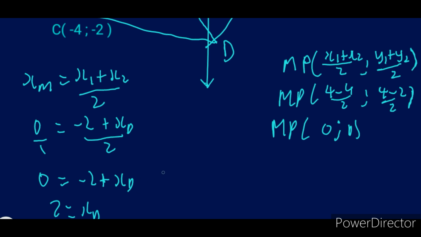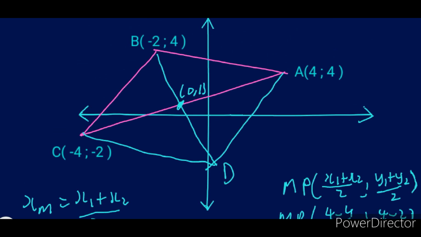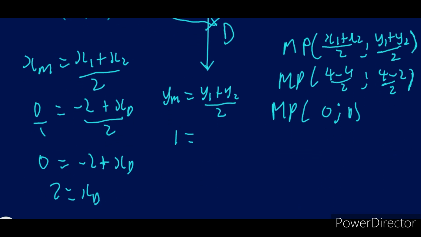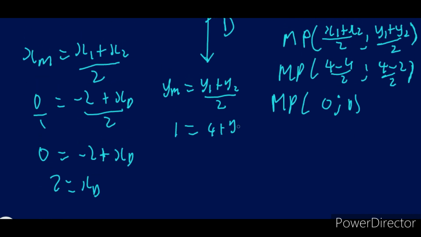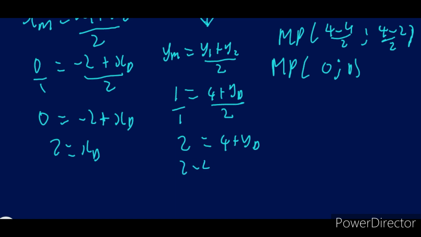So now we need to find the y value. So we write it separately. This is going to be the first y value, I almost wrote x, the first y value plus the second y value divided by 2. And then the y value of the midpoint is 1. So we're going to have 1 equals the first y value, which is 4, plus the y value of D, and then this is going to be divided by 2. When you cross multiply, you're going to have 2 equals the same stuff, so the y value of D, and then when you take 4 to the other side, we're going to have 2 minus 4. So this is going to be -2 equals the y value of D, and there we have it. So therefore, the coordinates of D are (2, -2).